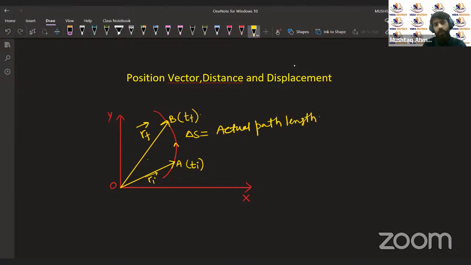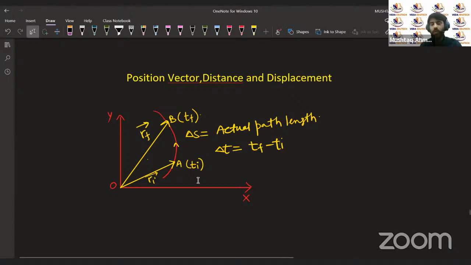And this actual path length is traveled by this particle in the time delta t. That's Tf minus Ti, correct? Now, position vector is the position of a particle with respect to the origin of a Cartesian coordinate system. It is represented by a vector. If we draw a vector from the origin of this Cartesian system to the point where the particle is located, then that will be the position vector of that particle.